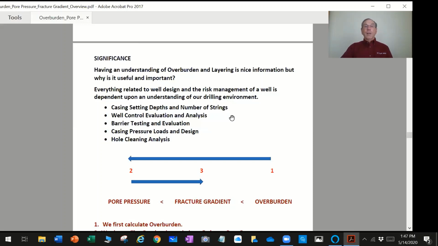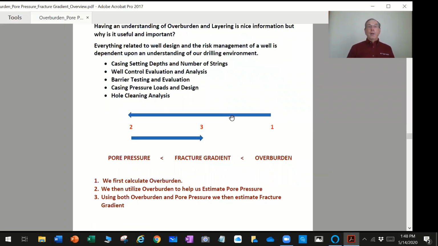So the way it works is the very first thing we calculate, and that was the very first thing I reviewed, was overburden. So we start off calculating overburden, and then from the equation that you saw with Ben Eaton, we use overburden to estimate pore pressure. You notice that overburden was a requirement in Ben Eaton's equation for estimating pore pressure. So we first start off calculating overburden. We use overburden to calculate pore pressure. And then we use both of these, overburden and pore pressure, to estimate fracture gradient.